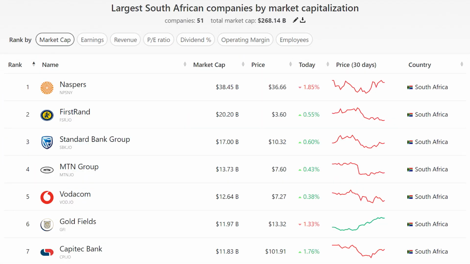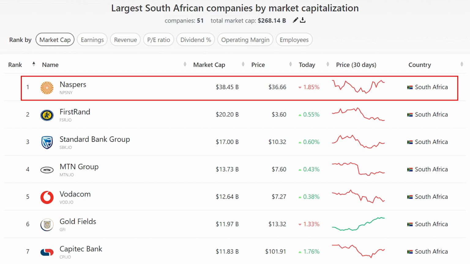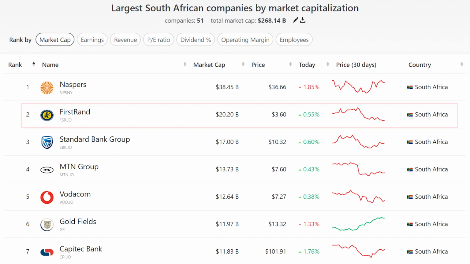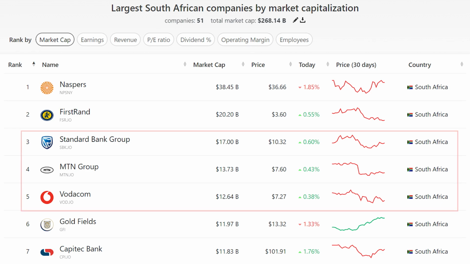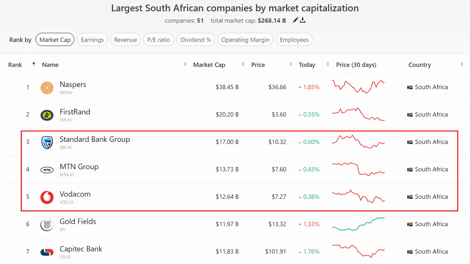Okay, so let's take a look at now the capital markets analysis. We'll start with the public market and then move over into the private markets. So taking a look at the public markets, we have here the largest South African companies by market capitalization. As of February 2023, we have Naspers with a market capitalization of $40.54 billion. And second, you have FirstRand with a market cap of $21.68 billion. And then Standard Bank Group and then MTN Group. Then you have Vodacom, Capitec Bank.